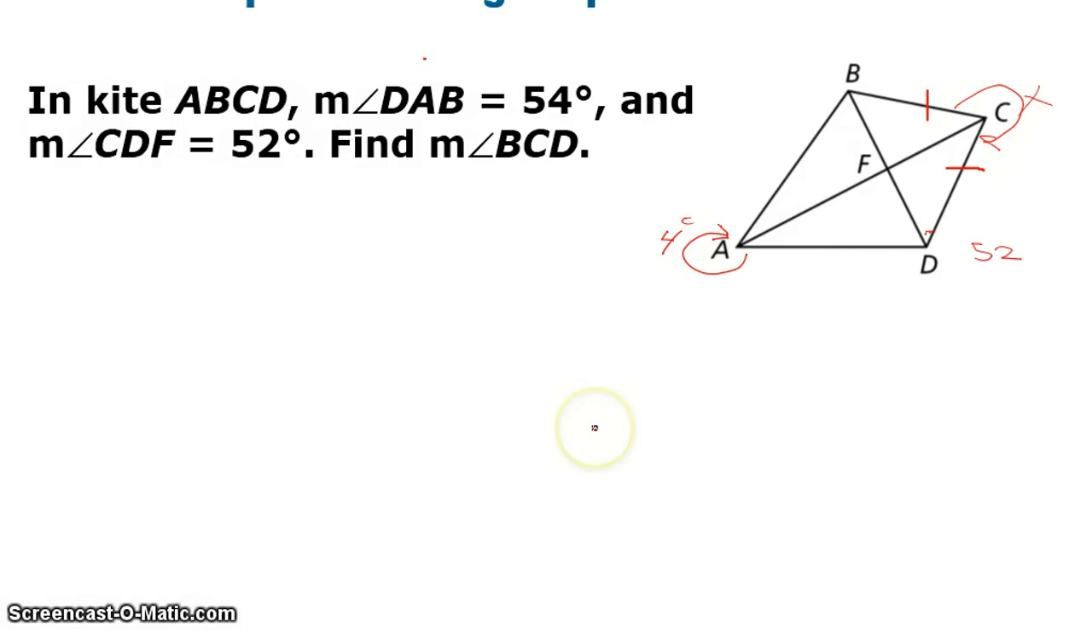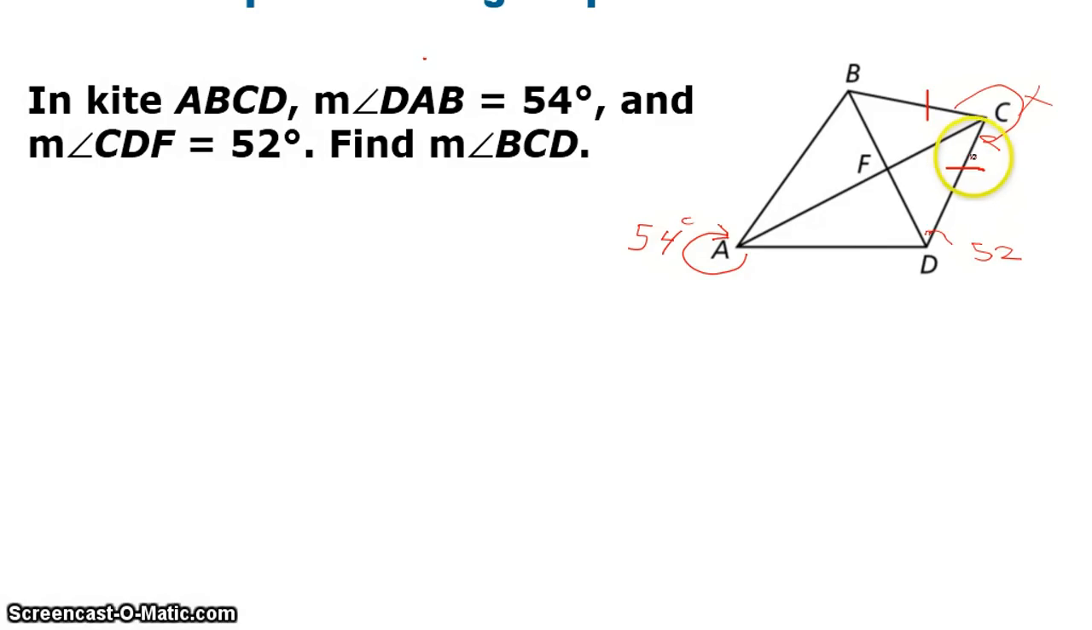Our first example, here we have kite ABCD. Over here we have angle DAB is 54 degrees. And angle CDB is 52 degrees. So that's this angle right here. So let's just mark that. And I have put in our congruencies, my two consecutive sides here that are congruent to each other. And what we're going to do is find angle BCD. So angle BCD, I've marked, it's this whole angle here, with an X so we know what we're looking for.